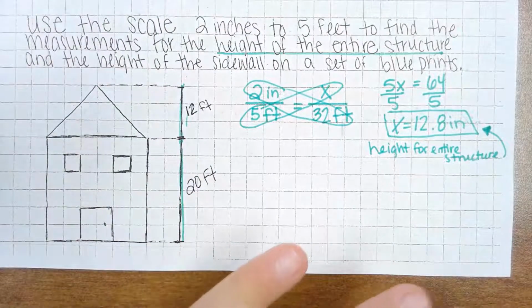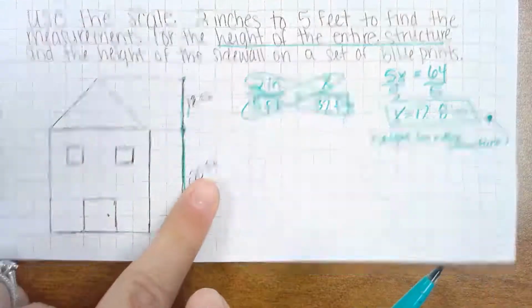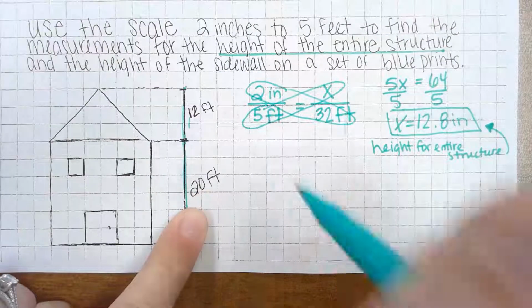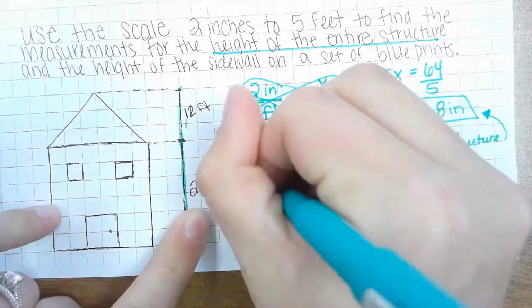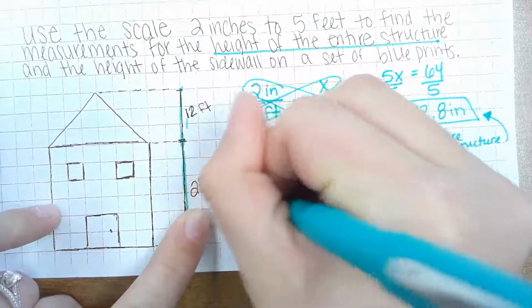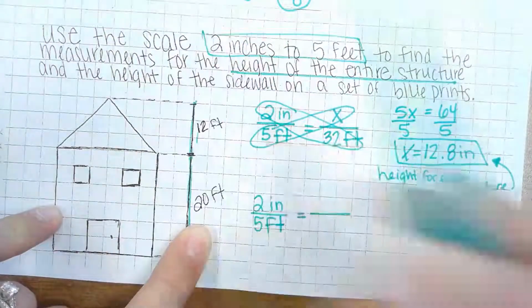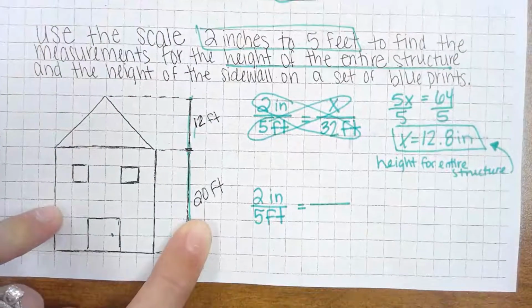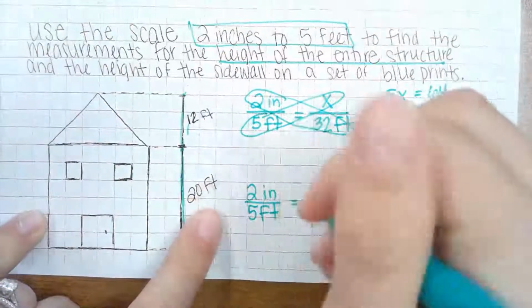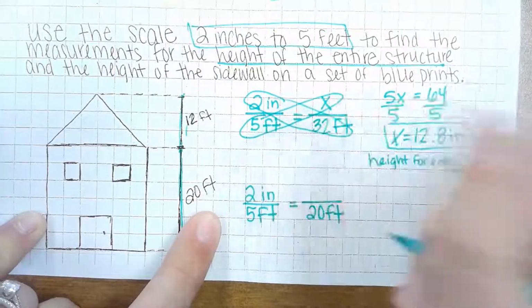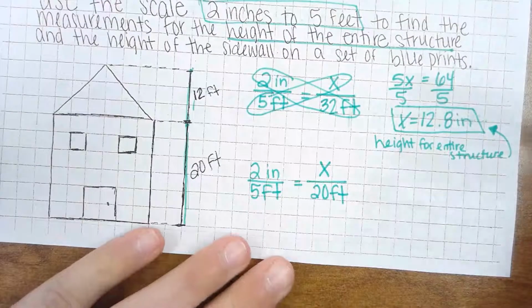So the next thing they want us to find is just the height of the sidewall on the blueprint. So the sidewall only had a height of 20 feet. So we're going to do the same exact thing. So we're going to set up the proportion again. So we're going to start with our scale of 2 inches for every 5 foot. Okay. Then this time we only want to find the sidewall on the blueprint. So this time I only want to use 20. And that was on the actual, so actual goes in the denominator, and we're trying to find the blueprint. So x goes in the numerator.